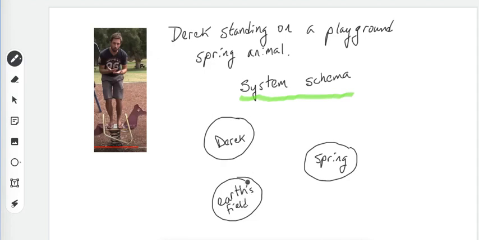And now we're going to draw lines that represent interactions. These lines are both two-way interactions and equal and opposite. So Derek interacts with Earth's field, and Derek interacts with the spring, and also the spring interacts with Earth's field.